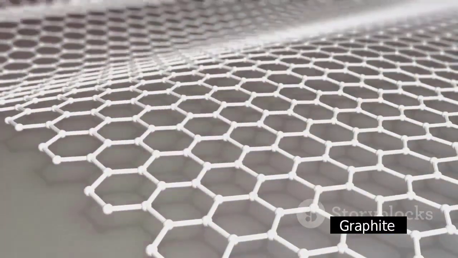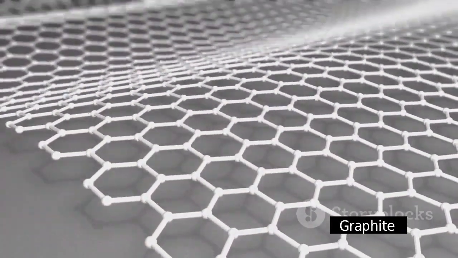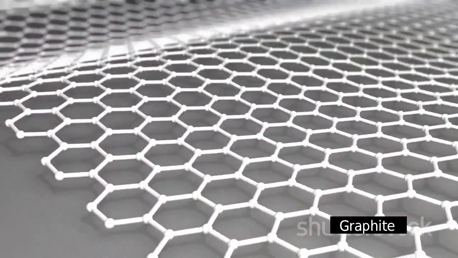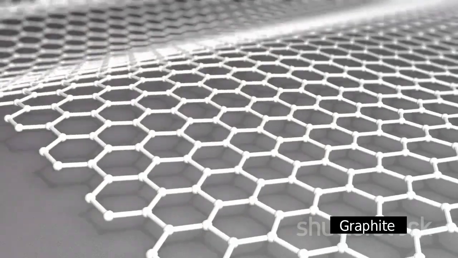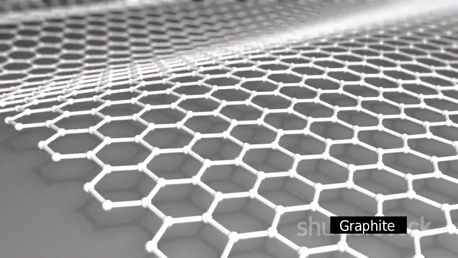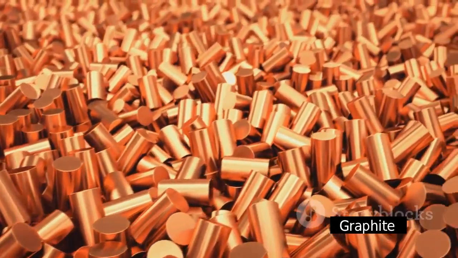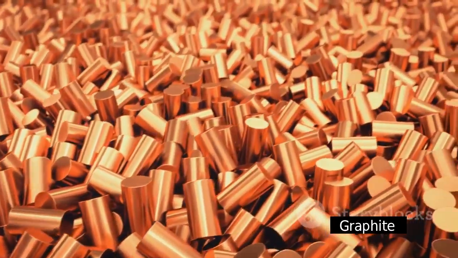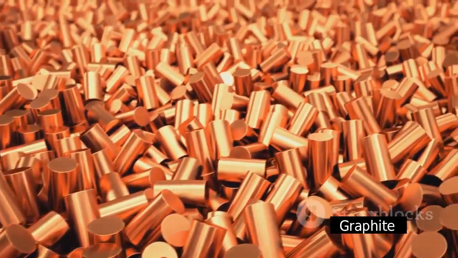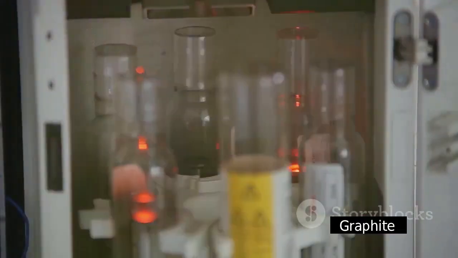Another significant property of graphite is its high resistance to heat. It can withstand temperatures of over 3,000 degrees Celsius without melting or vaporizing. Imagine that. This heat resistance, combined with its electrical conductivity, makes graphite perfect for use in electrodes, batteries, and other applications in the electronics industry.